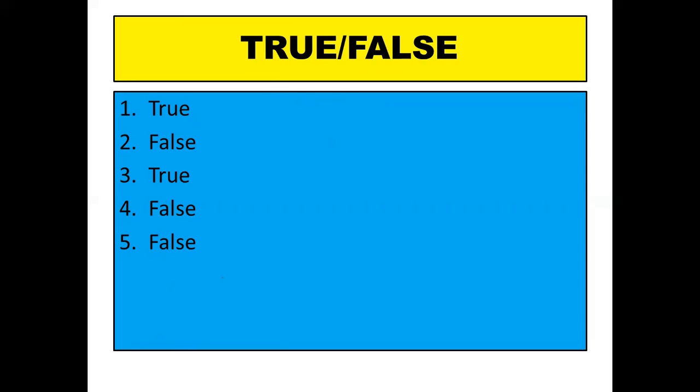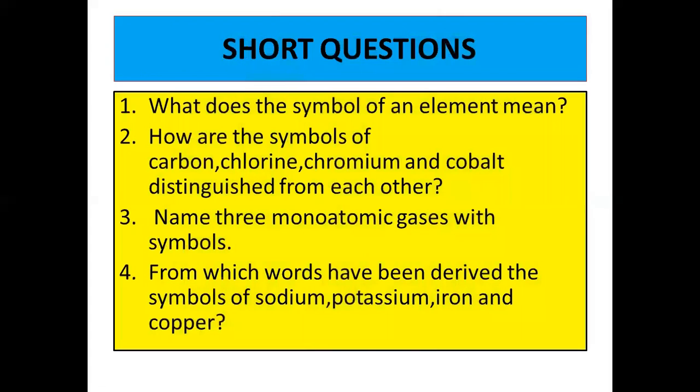I hope the exercises are clear to everyone. You can once again go through your answers. Now let us discuss some of the short questions. By going through this revision video, I hope you will be able to answer these questions. What does the symbol of an element mean? I've already told you in the first presentation that it represents one atom of an element, or it is an abbreviation of the name of an element.